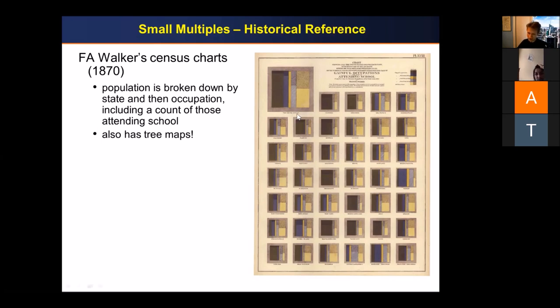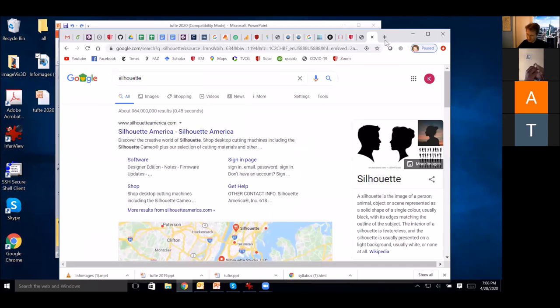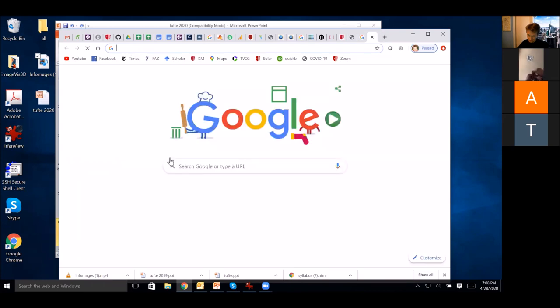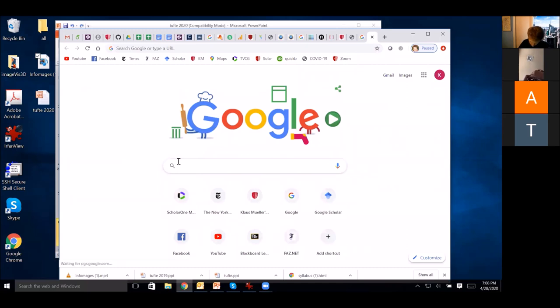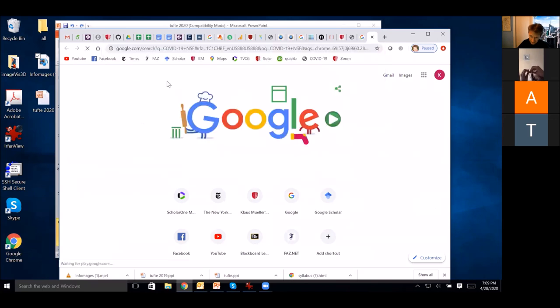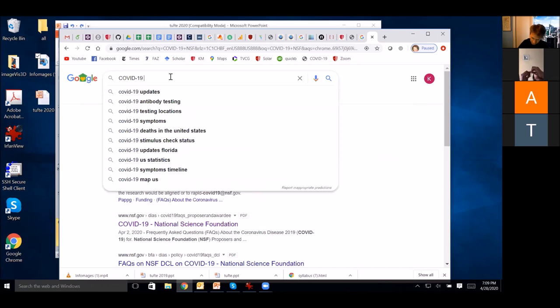I should put a visualization of this in there. It's another small multiple display. Well, let's see, maybe I'll find it. Now the COVID maps. Let's go here. Development. COVID-19. Development.